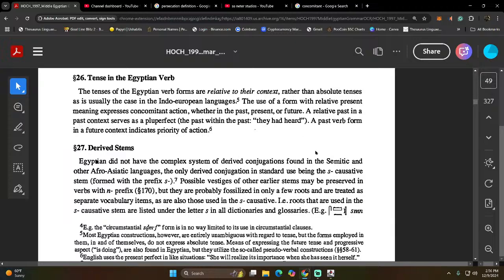The relative past in the past context serves as the pluperfect, the past within the past. Excuse me. They had heard was his example of the past within the past. Had heard. And the past verb form in the future context indicates priority of action. All right. So what's going to happen first?